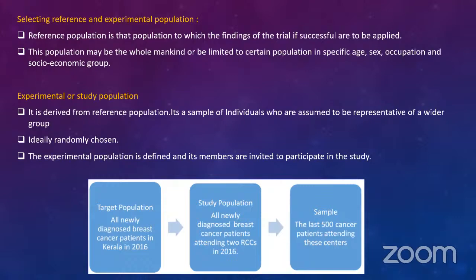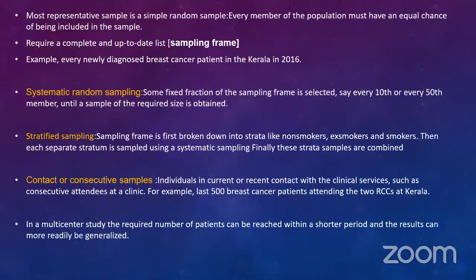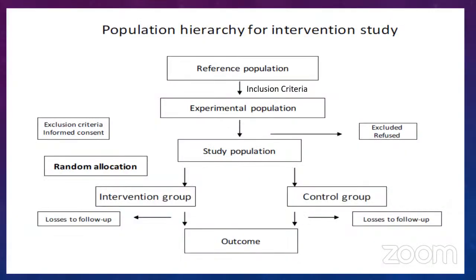Now in the sample, there are several ways of doing the sampling. We have systematic random sampling, that is some fixed fraction of the sampling frame. I am talking about a randomized controlled trial. In systematic random sampling, every 10th person or 5th person will be allocated. There will always be 2 groups: one will be an intervention group and one will be a control group.